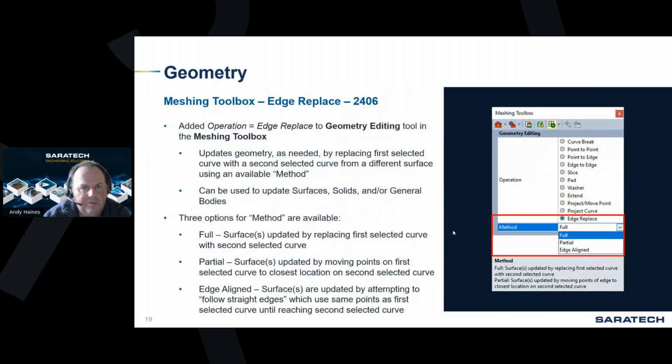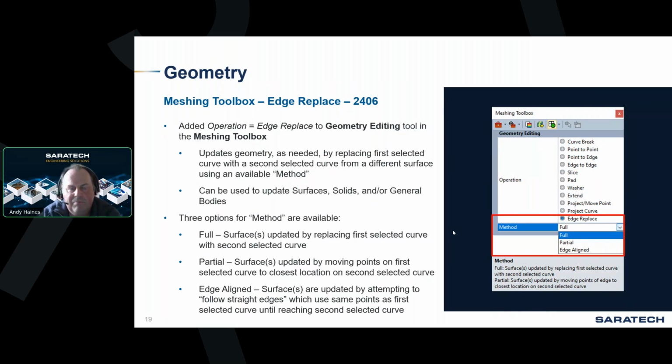Big one for 2406 was edge replace. Essentially, this basically allows you to pick one curve and then match it to a second selected curve, and it depends on the method. The nice part about this is it works with surfaces, solids, and/or the general bodies, which again are things that have been non-manifold added together. And you have 3 options here. You have full, partial, and edge aligned.